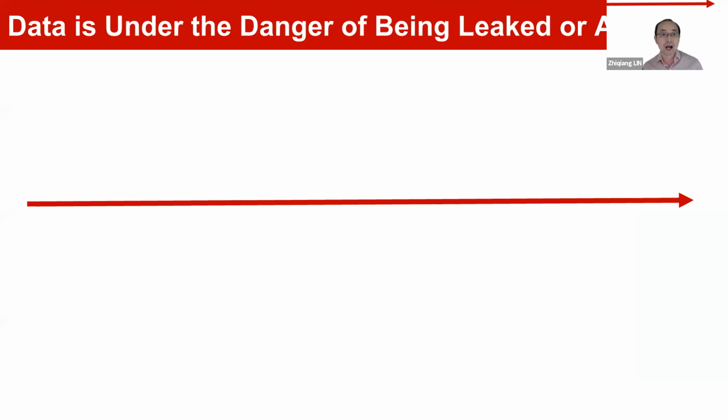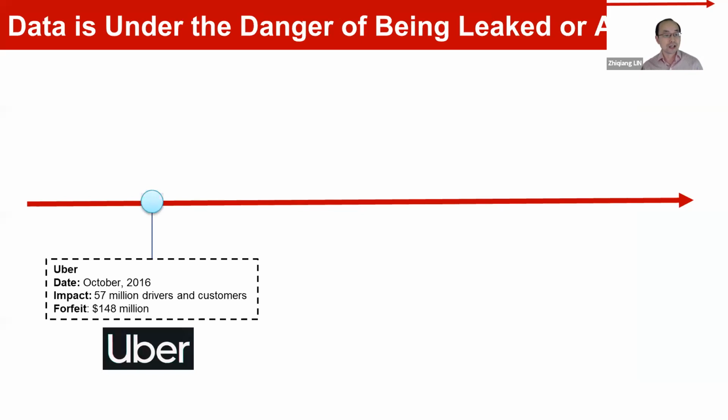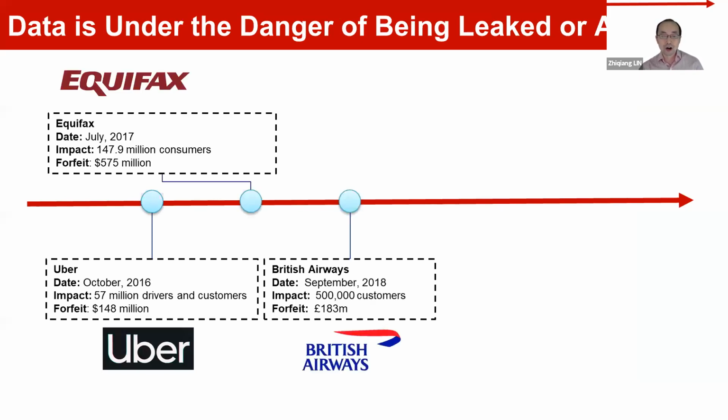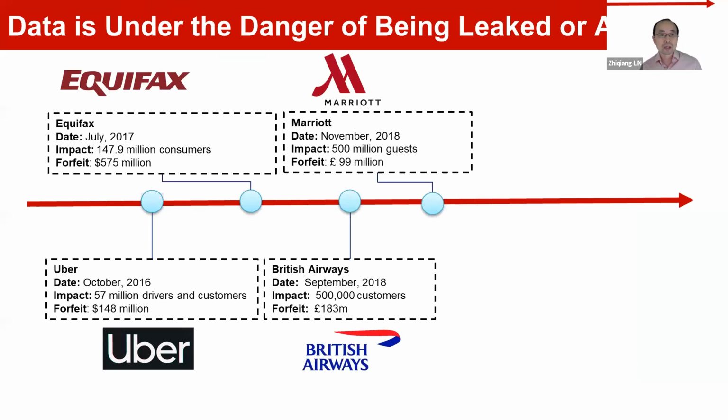Over the past several years, we have witnessed numerous data breaches, such as from companies like Uber, Equifax, British Airways, or Marriott, and millions of customers' records got leaked. Of course, all these companies got punished with huge fines from the government.